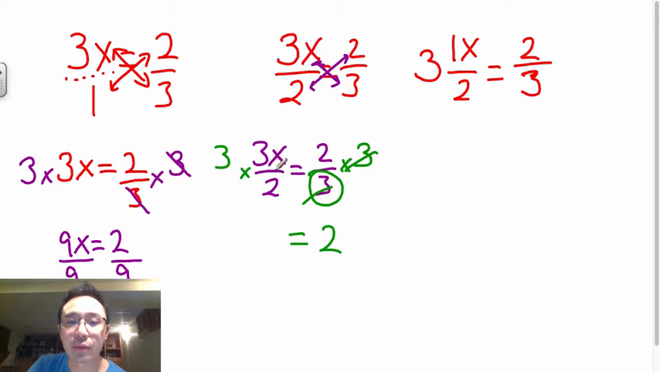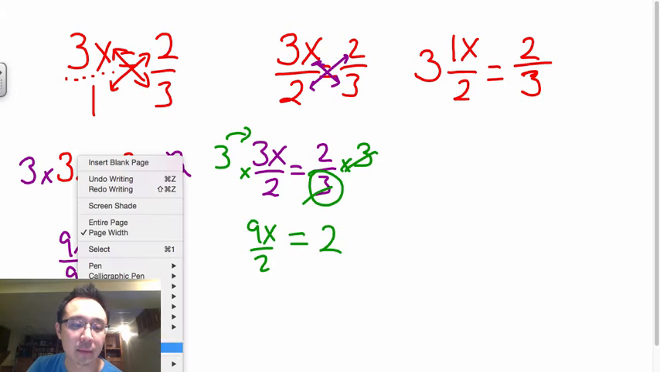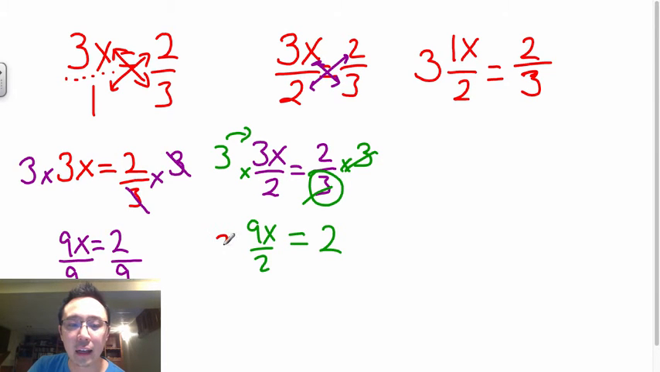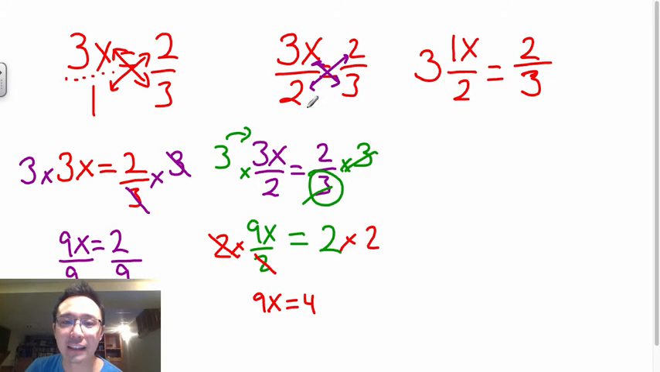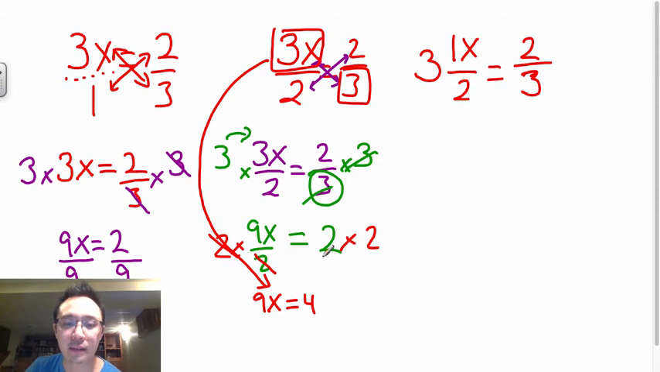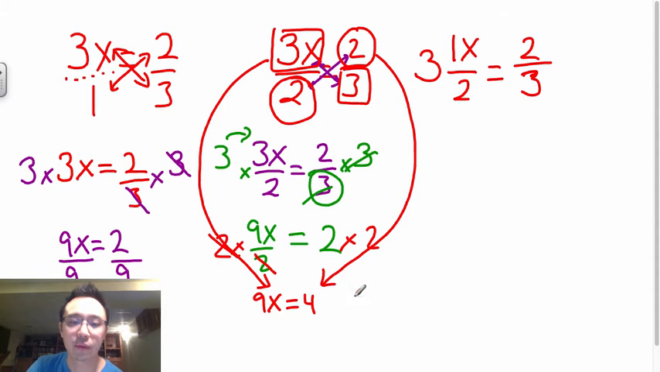3 times 3x over 2, I'm just going to multiply across, which is 9x over 2. And then I have to get rid of this denominator by multiplying by 2. So you notice that it's actually so much easier if you just follow the rules of cross multiplication, because once you cross multiply it is exactly the same. So if we look at this cross multiplication, 3x times 3 is, what do you get? Right here, 9x. What about 2 and then 2? 2 times 2, right here, 4.